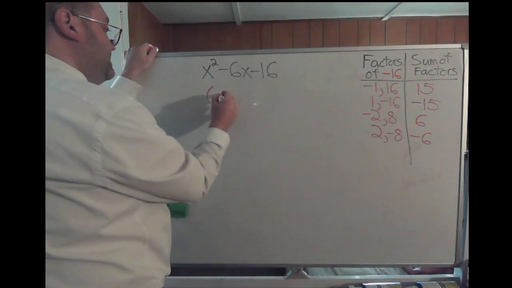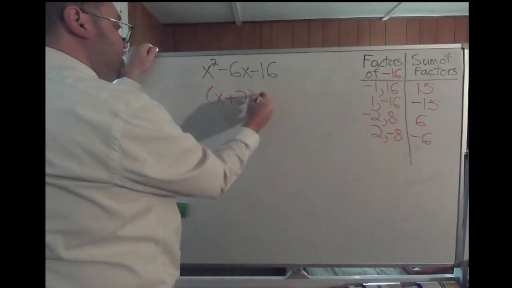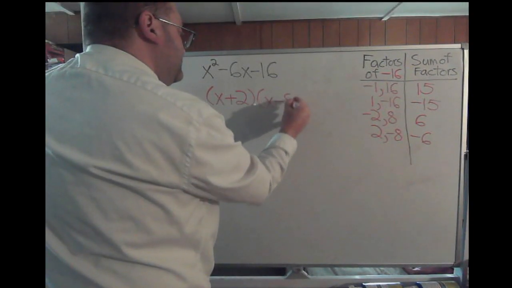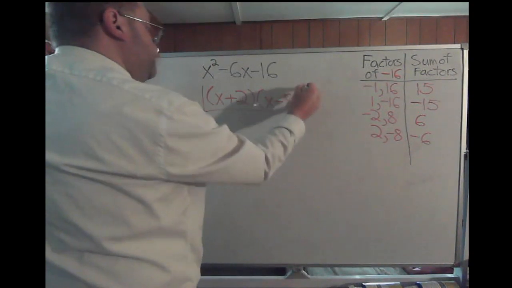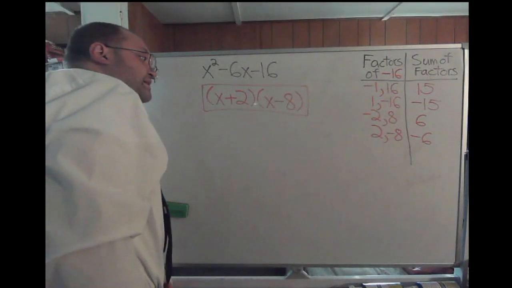So now you'll take x plus positive 2 times the quantity of x minus 8, and that would be your factorization. You'll get the quantity of x plus 2 times the quantity of x minus 8.